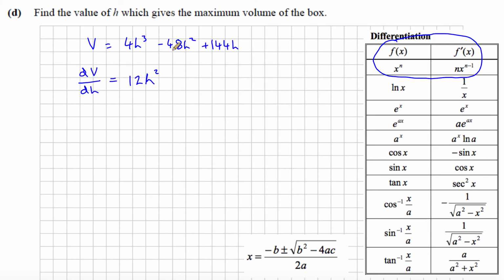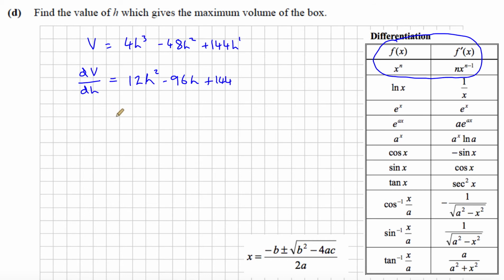Do the same here, bring the 2 to the front, multiply by minus 48, that's minus 96, and that's h to the power of 1. 2 reduces to 1, so just h. And then finally, if this was a 1, bring that 1 to the front, multiply it by 144, which is still 144, and the power of h, 1, gets reduced to 0, but h to the 0 is just 1. So this just stays as 144. So that's dv dh now, the derivative of v with respect to h.